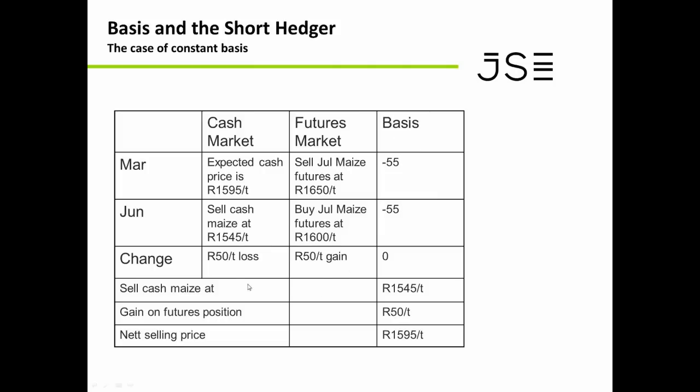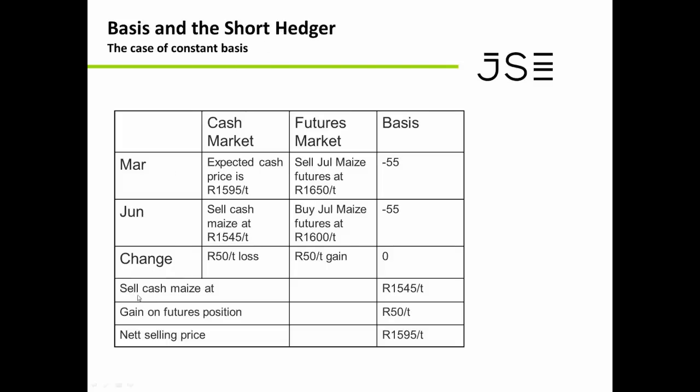Now we see that you would argue it's a loss here and a gain here in the futures market. Because the basis remains constant, you don't see any difference. So what you lost is what you gain, basically. So what is the net position of the short position holder, or the short hedger, by June?